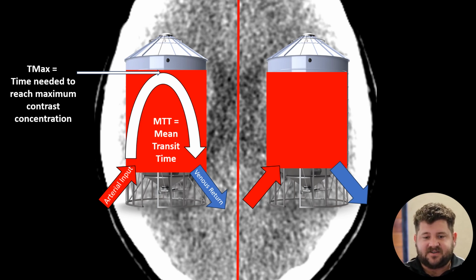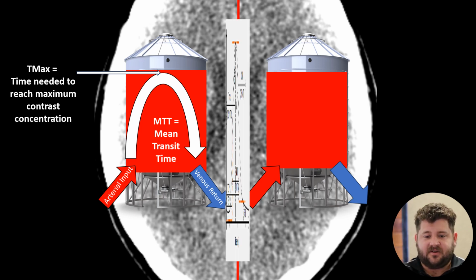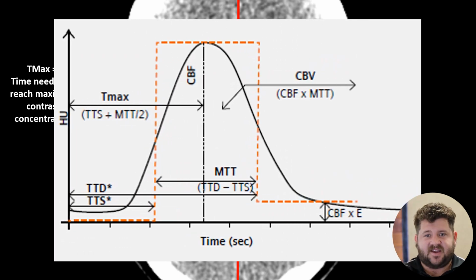So if we look at the attenuation curve, we can see that the MTT is the time it takes for the blood to perfuse through the tissue, but the Tmax is the total time it takes for the contrast to reach its peak. So this helps delineate those areas receiving blood flow at a delayed rate when compared to our healthy tissue. So we'll look at the actual curve that the Siemens scanner will give as an example.